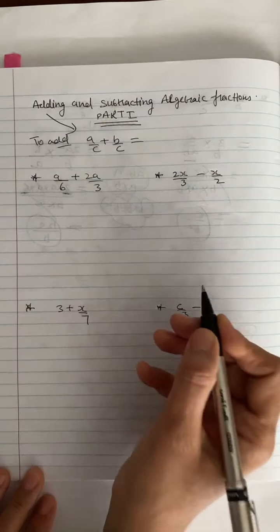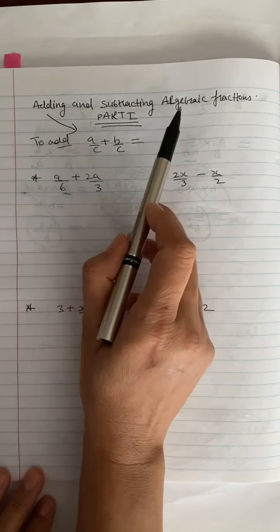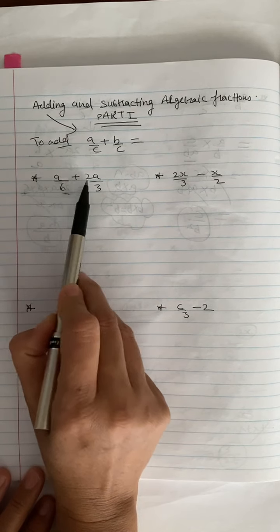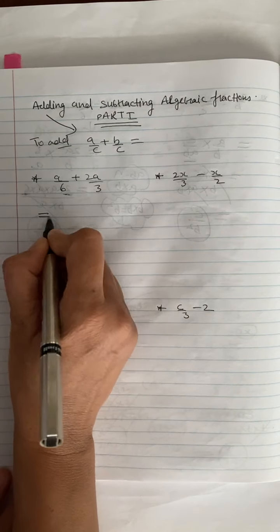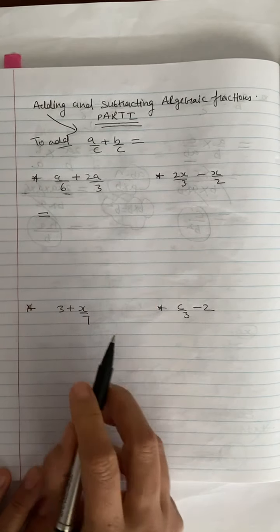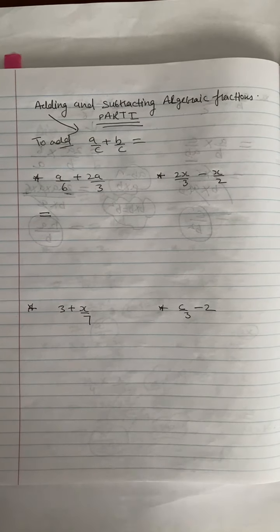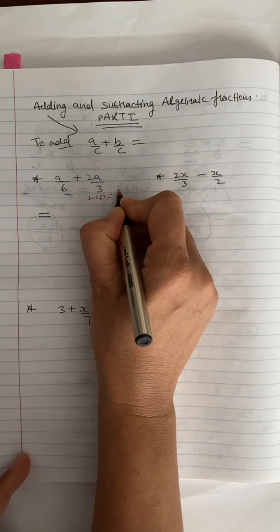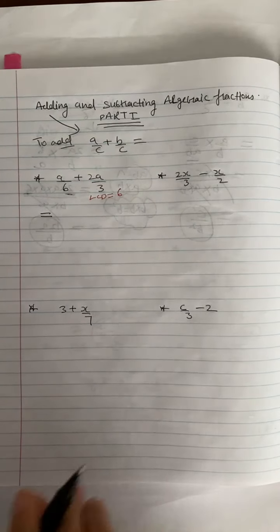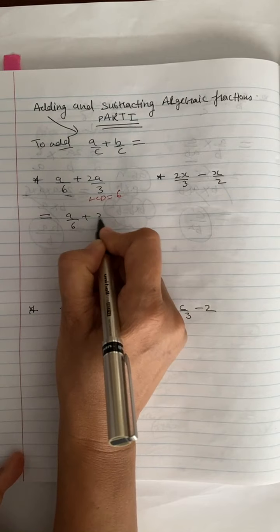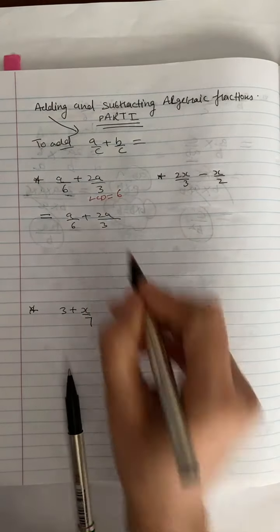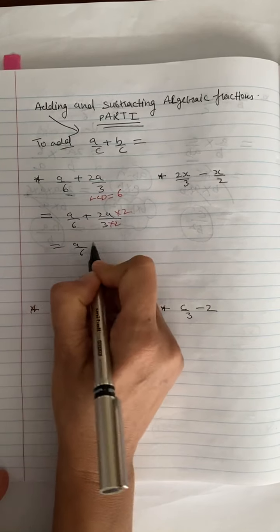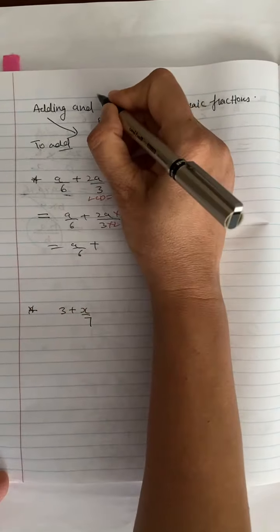So I'm going to do a few examples. The only difference between an algebraic fraction and a number fraction is that now we have letters with numbers. To add these two, we need the same denominator, which means we need a least common denominator. In this case, it is going to be 6, which means a over 6 plus 2a over 3. I'm going to rewrite this and multiply by 2, multiply by 2. So I got a over 6 plus, now 2a multiplied by 2.